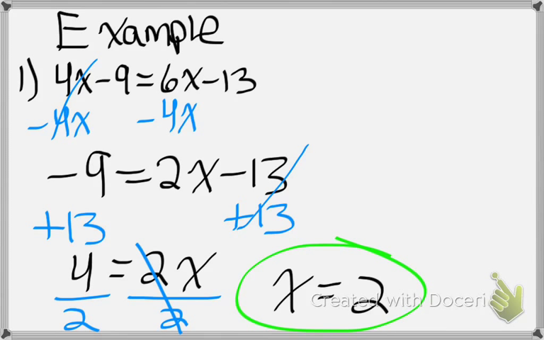And if you're not sure, feel free, plug it in. If you did that, you would end up with putting, let's say, a 2 right here and a 2 right here. So 4 times 2, well, that's 8, so we have 8 minus 9. Well, that's negative 1. Now on the right side, if we put a 2 right here, we have 6 times 2. Well, that's 12. So we have 12 minus 13, well, that's negative 1. And so you're left with negative 1 equals negative 1. Well, hey, that's a true statement, so it checks out. X equals 2 is our correct answer.